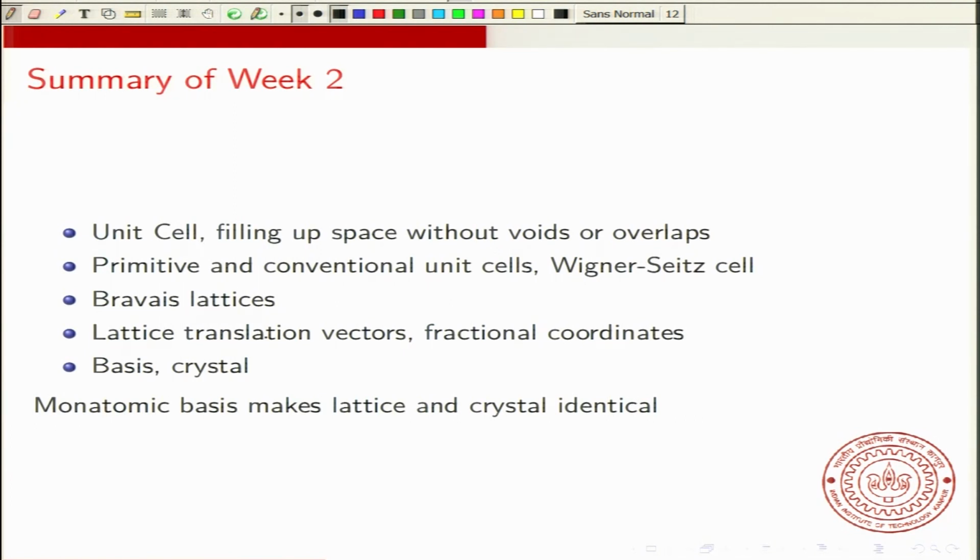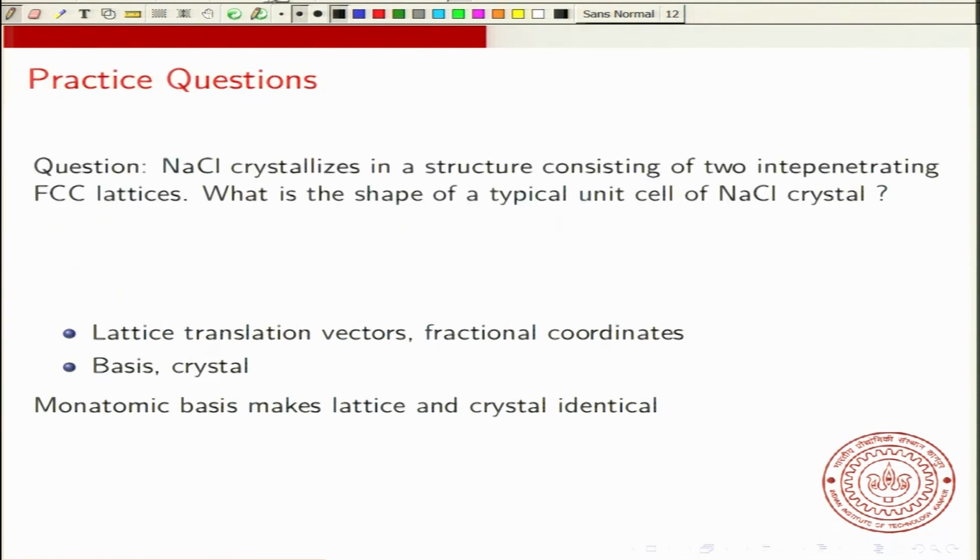We saw Bravais lattices in 2 dimensions, Bravais lattices in 3 dimensions, and then we learnt about the concept of lattice translation vectors and that of fractional coordinates. And finally, we saw how a crystal is formed using a lattice and a basis. I did not emphasize this, but a lattice with just a single atom basis, a monatomic basis, will make the crystal and the lattice identical to each other. So, now let us go to a few questions.